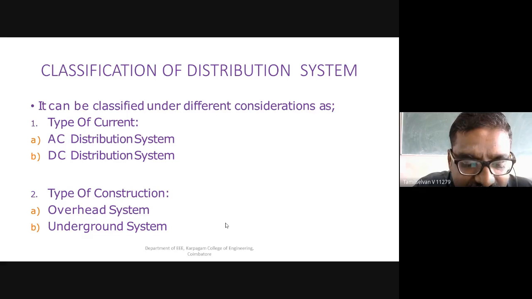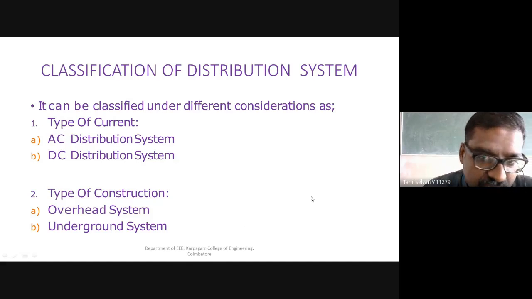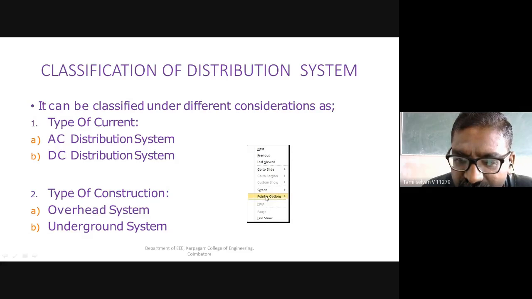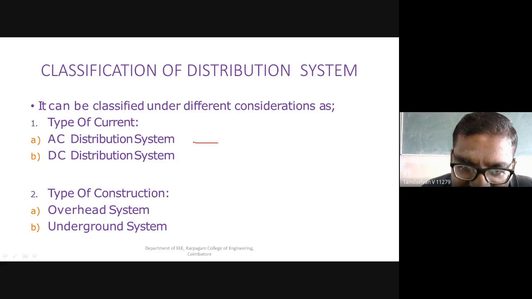Where you need a DC system, we also provide DC distribution. But the most universally adopted distribution system is the AC distribution system. Why? Because it is simple and also more economical compared to the DC distribution system. So that's why universally we prefer AC distribution.